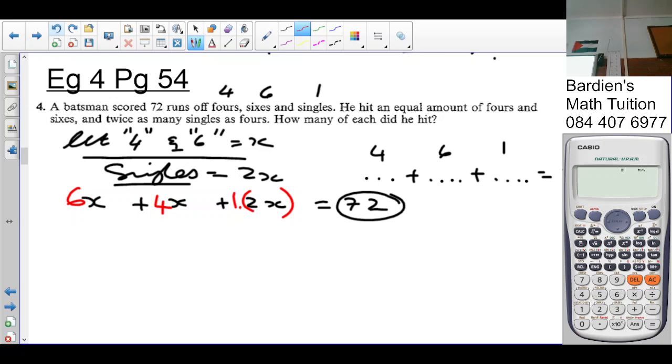Right, what do we get? 6x plus 4x plus 2x is going to give you 12x, equal 72. Divide by 12 both sides. 6. Therefore, 12 singles. You write it, 12 singles. 6 fours and 6 sixes.